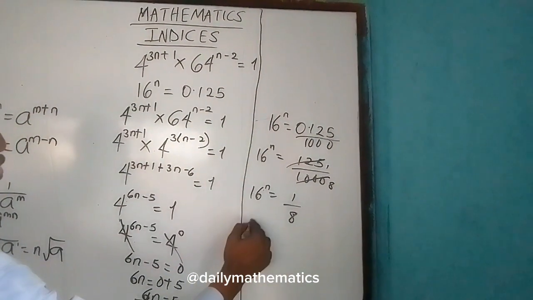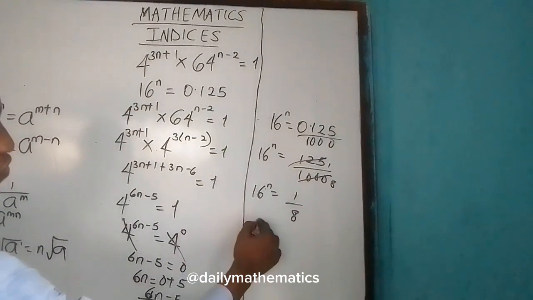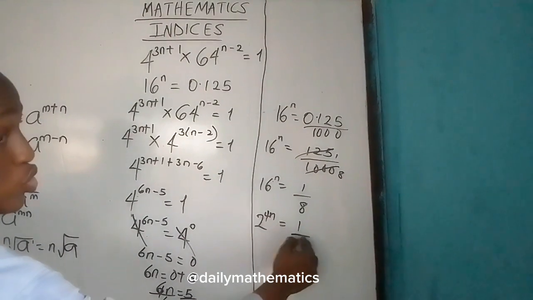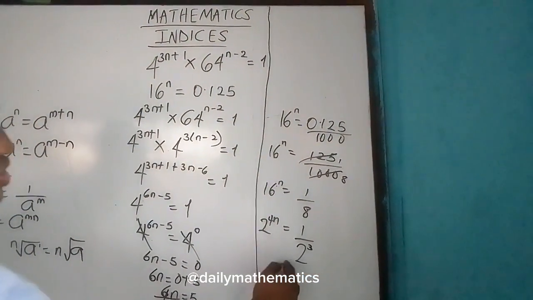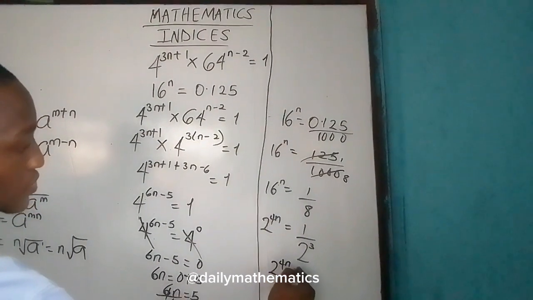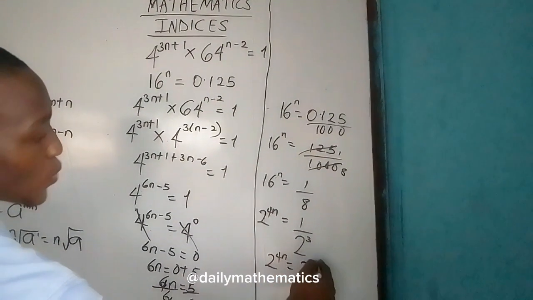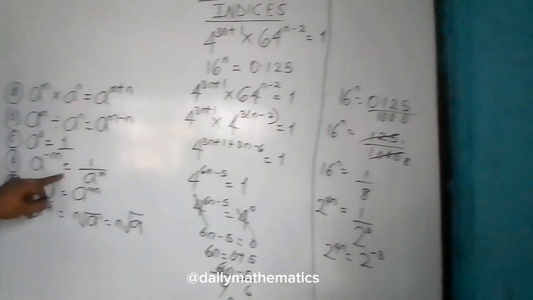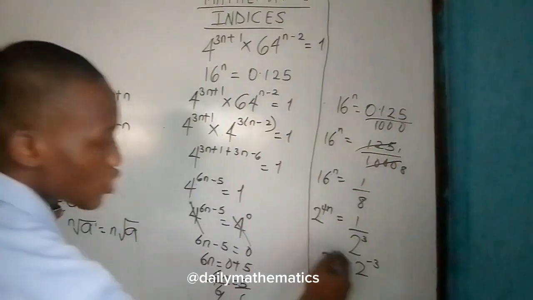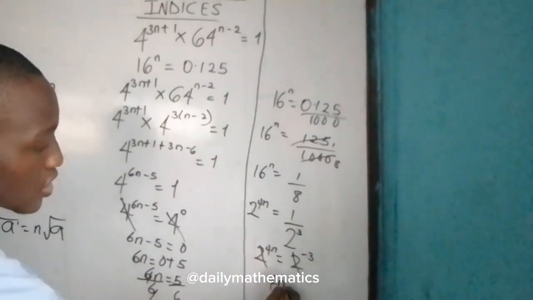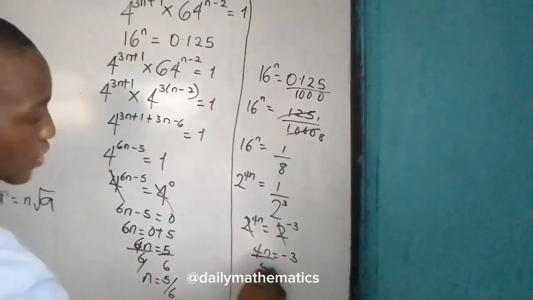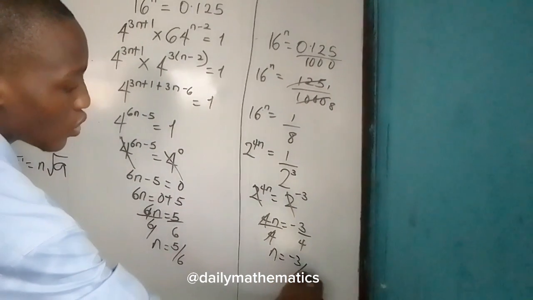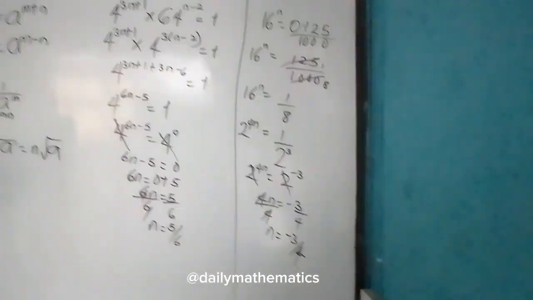From here, 16 is 2 raised to the power 4, so we have 2 raised to the power 4n equals 1 over 8, which is 2 raised to the power minus 3, according to the law of indices. So 2 cancels 2, and 4n equals minus 3. Dividing both sides by 4, the coefficient of n, n is equal to minus 3 over 4. Thank you very much. God bless you.